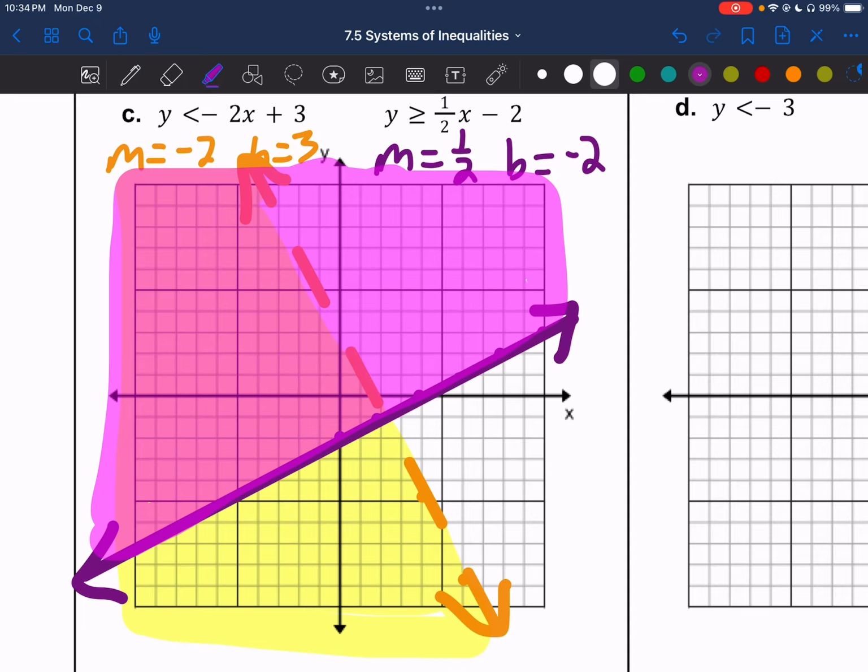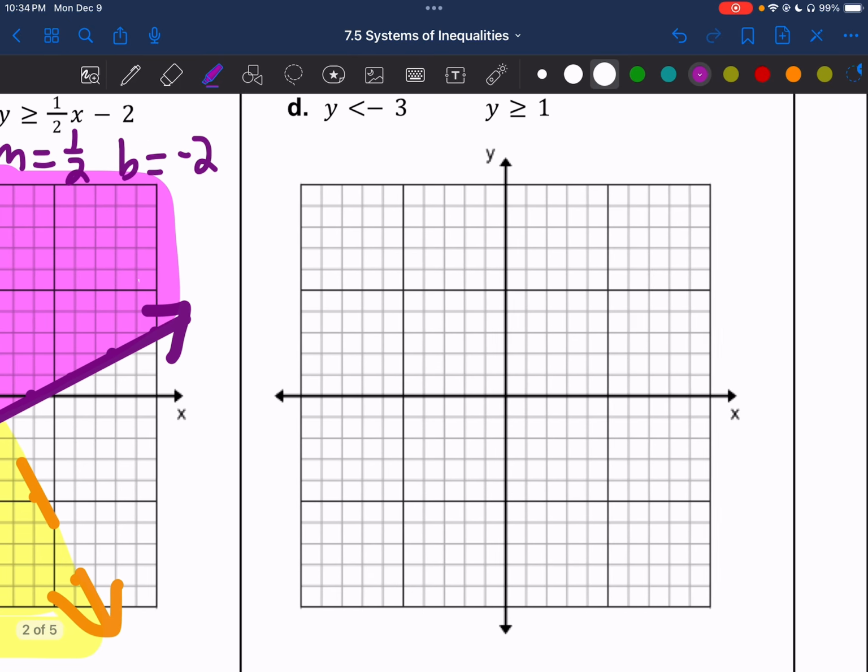And we're going to see our overlapped section. Hey, magenta and yellow gives us red. That's kind of interesting. All right, letter D, let's take a look at what's going on here.